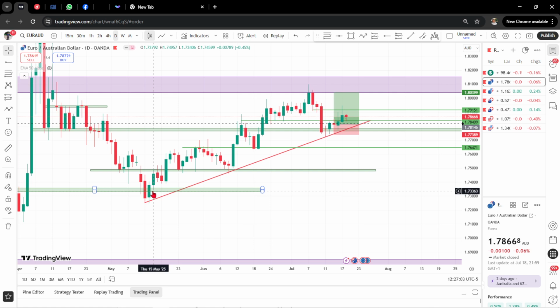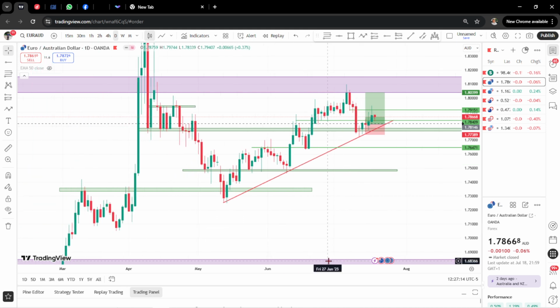So when I analyzed the daily time frame, the market was around this area. If you check my previous video, it was trading around this area, and I told you guys that I'm going to enter this market.